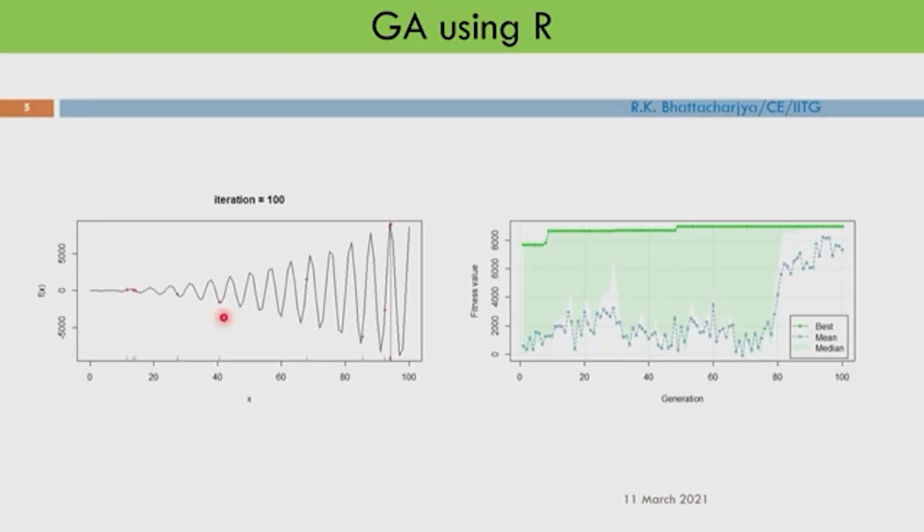This is the solution of this problem. At 100 iterations most of the population is at the global maxima, somewhere here. You can also see the curve between fitness value and generation. You are getting the optimal solution at around 50 iterations, and the curve also shows how the mean value is increasing, and at the end all the values are near the global maxima. And the third problem is a multivariable problem.